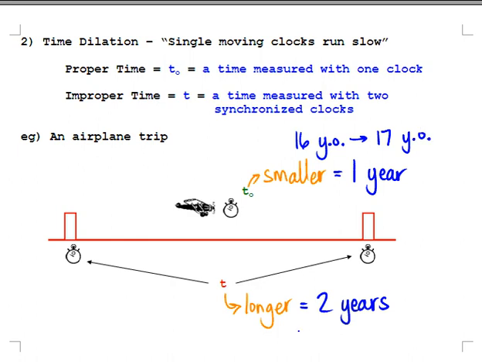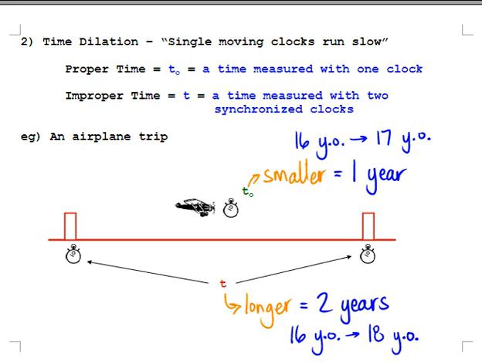You stayed on the ground. When Susie took off, you were 16 years old, but you had 2 years worth of sunrises and sunsets. You got 2 years worth of stuff done. When she returns, you're 18 years old. You don't appear to be 18, you're actually 18. She doesn't appear to be 17, she is actually 17.